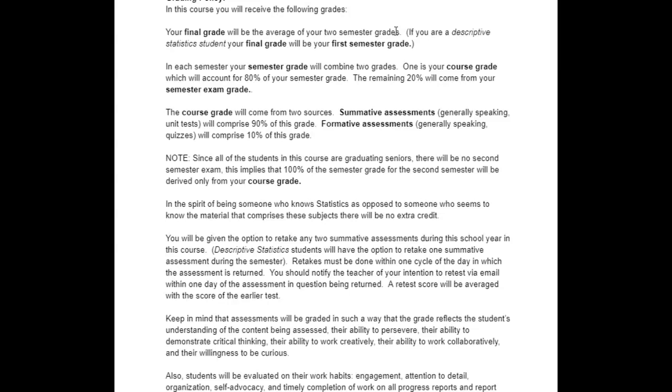However, we have a caveat here. Since all of the students in this course, or at least most of you, are graduating seniors, there will be no second semester exam. So this implies that 100% of the semester grade for the second semester will be from your course grade because there's not going to be an exam grade.